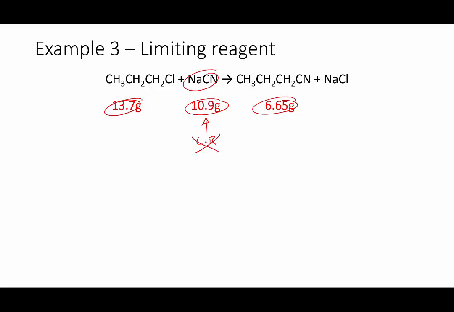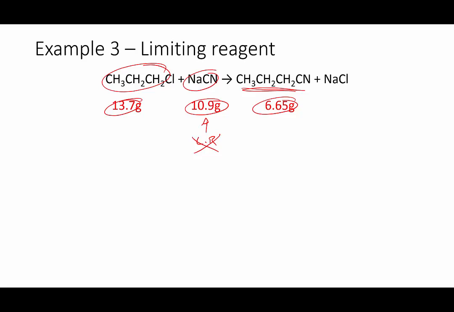And again, it all comes down to moles. Remember, we're chemists, we work in moles, not masses, right? So we're talking about stoichiometry here. We need to work out the moles to identify the limiting reagent. So it's one of these two, the haloalkane and sodium cyanide. It's not going to be the butanenitrile because it's not a reagent, that's the product. So let's work out the moles of each one.